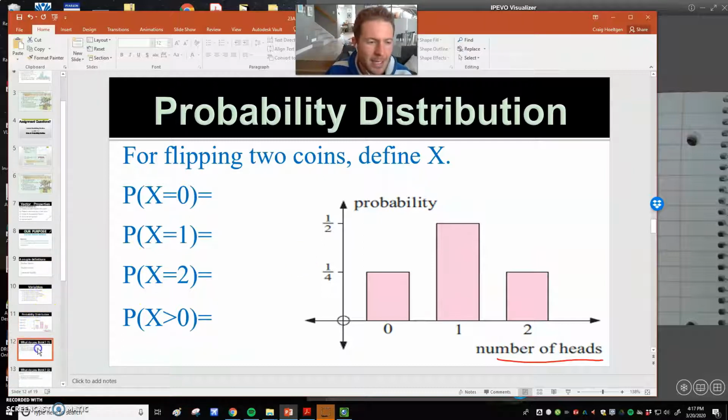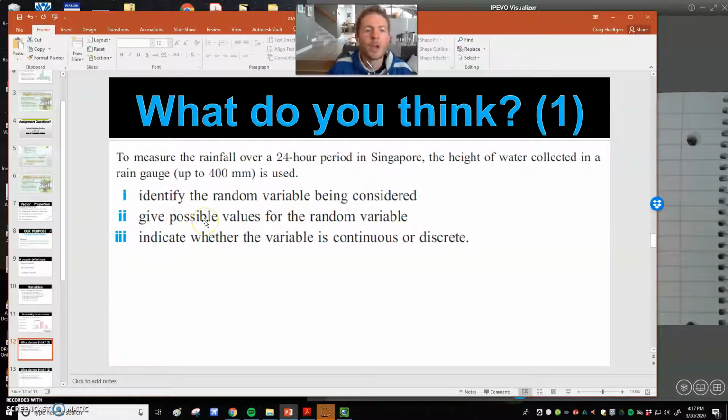All right, let's dive in a little bit deeper. So what do you think? The measured rainfall over a 24-hour period in Singapore, the height of water collected in a rain gauge. Identify the random variable being considered. The random variable here is the height of water collected.